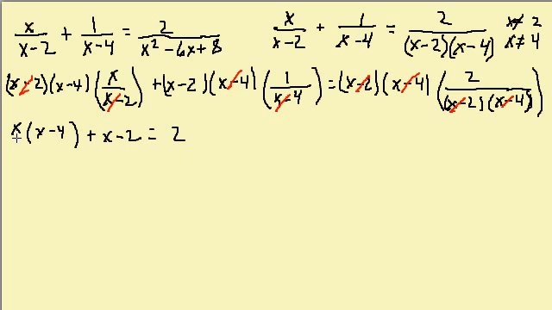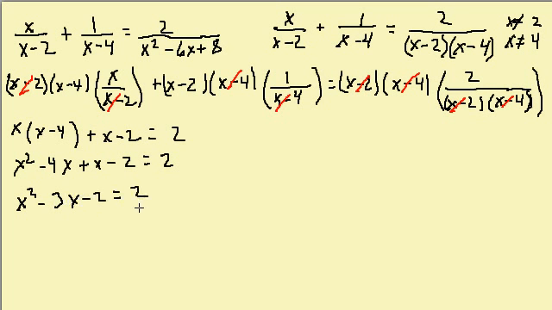So I solve this. I'm going to distribute the x. So I get x squared minus 4x plus x minus 2 equals 2. So I get x squared minus 3x minus 2 equals 2. I'm going to subtract the 2 from both sides. So I get x squared minus 3x minus 4 equals 0.